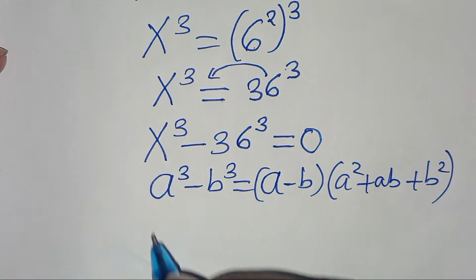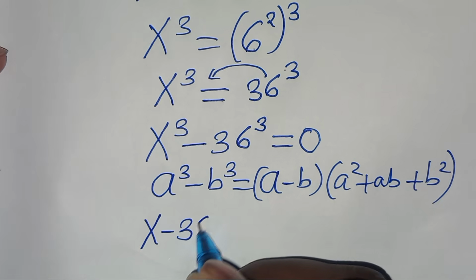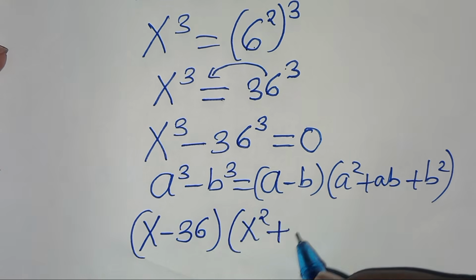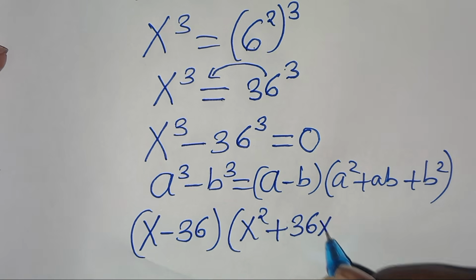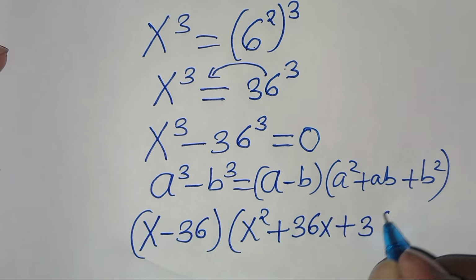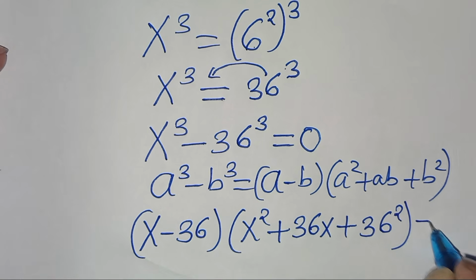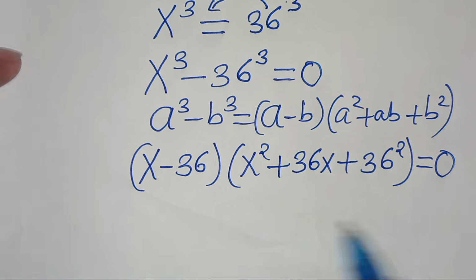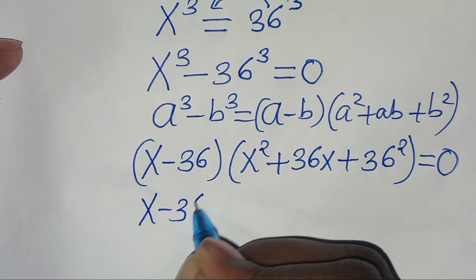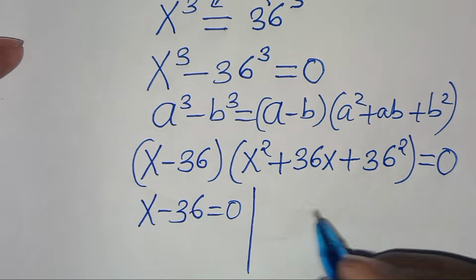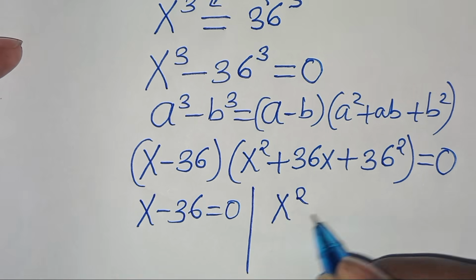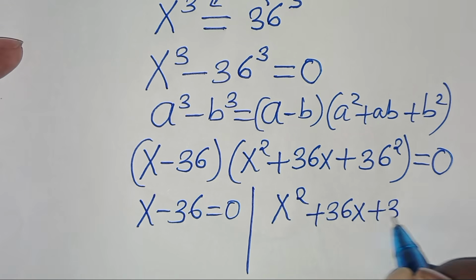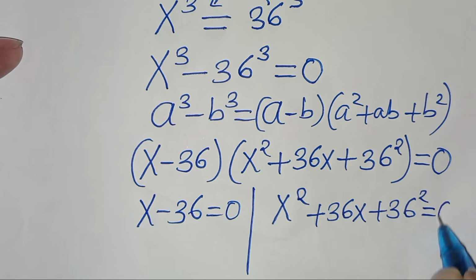Applying this identity, then we have (x minus 36) times (x to the power of 2 plus 36x, then plus 36 to the power of 2), close the parentheses, this is equal to 0. Now, here we have got two parts. We have x minus 36, this is equal to 0. Then we have a quadratic equation here, which is x squared plus 36x plus 36 to the power of 2. This is equal to 0.